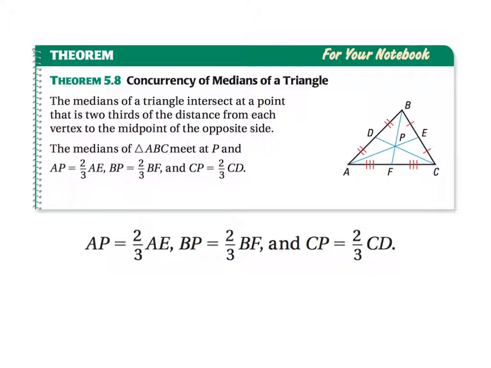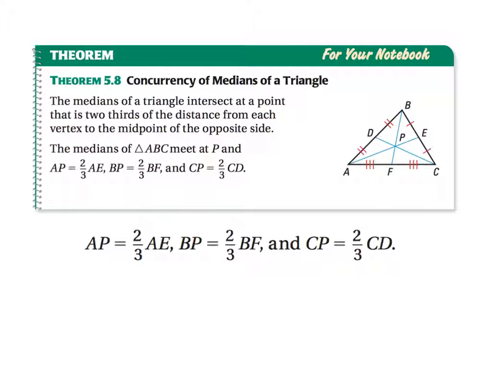Just like in the last two sections where we talked about the concurrency of the perpendicular bisectors and the concurrency of the angle bisectors, we also have the concurrency of the medians of a triangle theorem. It states the medians of a triangle intersect at a point, and then remember that point is called the centroid. That is 2/3 of the distance from each vertex to the midpoint of the opposite side. So in the diagram here, we have P is the centroid because it is the point of concurrency of all of the medians, the blue lines of the triangle. So again, we would call that the point of concurrency of the medians, and we can call that the center of gravity since it is the centroid.